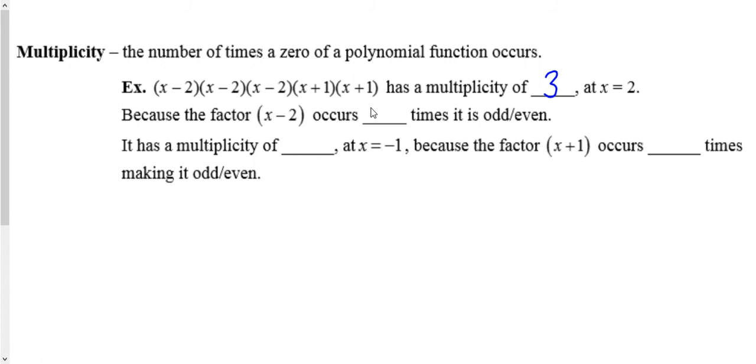Because the factor x minus 2 occurs 3 times, this is considered to be odd, because 3 is an odd number. Vice versa, this one has a multiplicity of 2, because we have 2 of these, at x equals -1, because the factor x plus 1 occurs 2 times, making this even. Okay, so that's multiplicity in a nutshell. Again, it's just how many factors do you have? If they're the same, that's basically your multiplicity of how many times it's occurring.